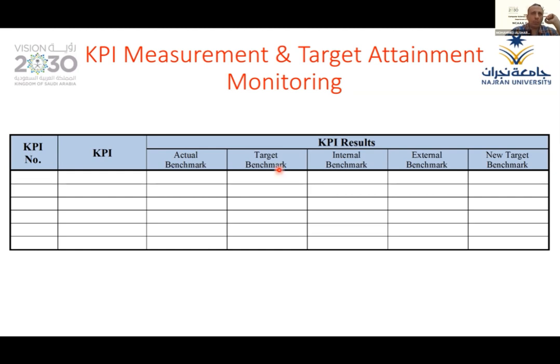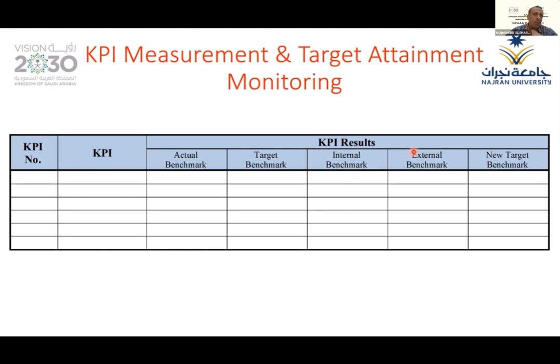Then we have the internal benchmark. There are 2 ways to do the internal benchmark. Either you compare with another similar program inside the university, or you compare with yourself from last year. Both ways are acceptable in NCAAA, and their documentation mentions these. What we use in our college and programs is another program as the internal benchmark. For example, if this is the KPI of IS, we use CS as the internal benchmark. For the CS program, we use IS as the internal benchmark.